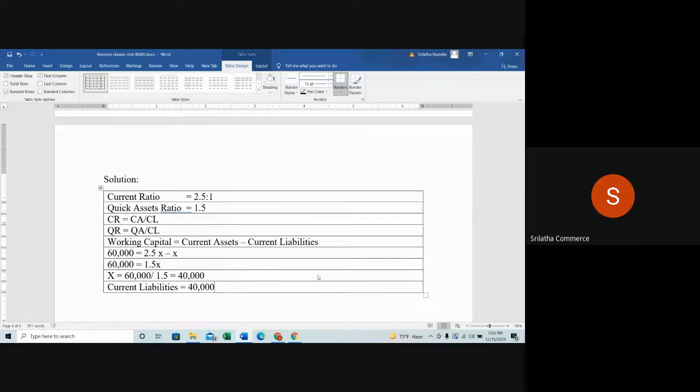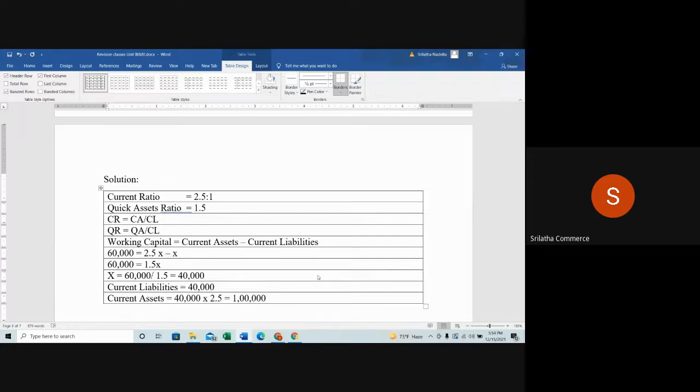Current liabilities are 40,000. So what will be your current assets? Directly you can multiply 40,000 by 2.5, which is equal to how much? 1 lakh. Current assets is equal to 40,000 into 2.5 is equal to 1 lakh. So you got current assets, you got current liabilities.